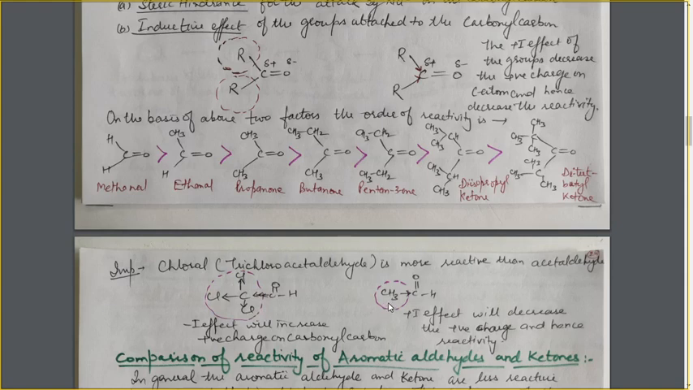Here there are all hydrogen atoms on the carbon atom, this alkyl group, that is CH3CHO. Now which out of the two is more reactive in the nucleophilic addition reaction?